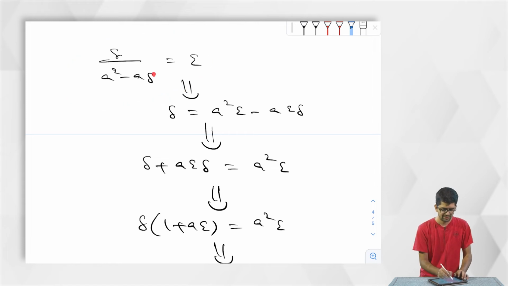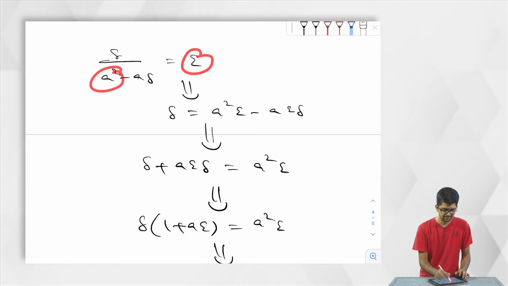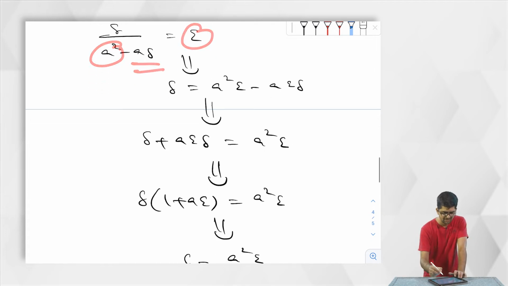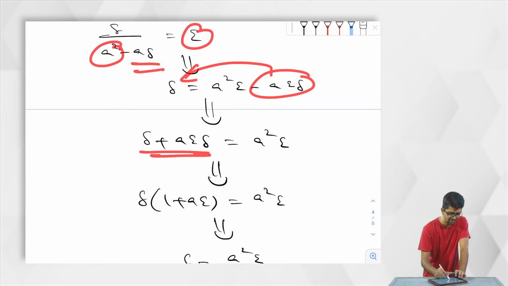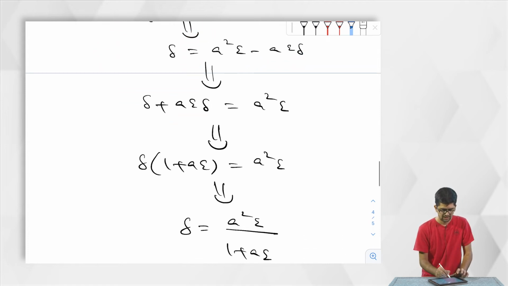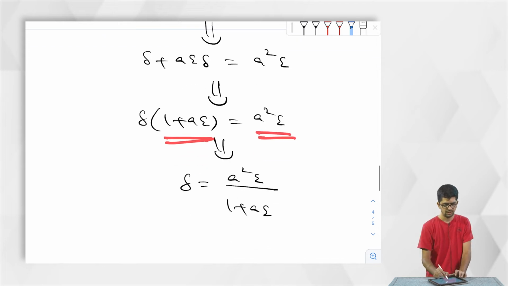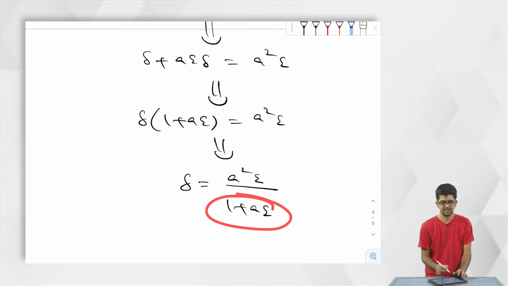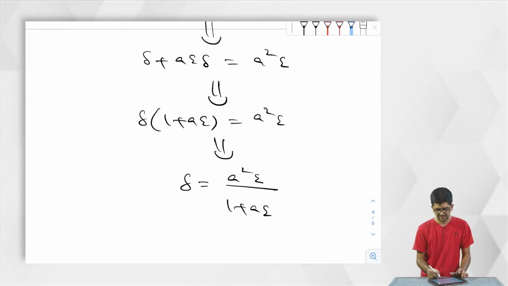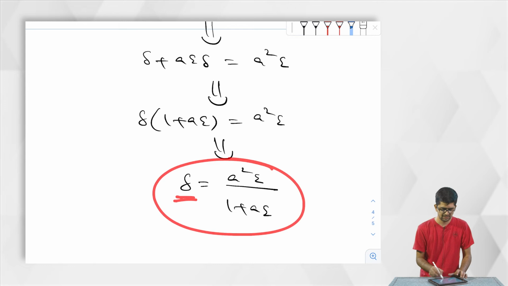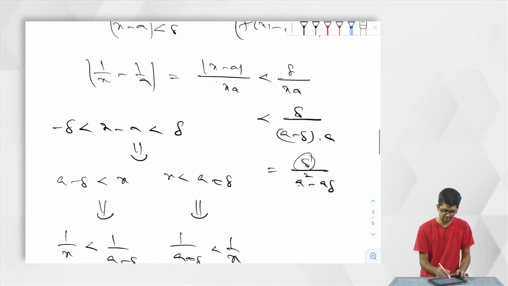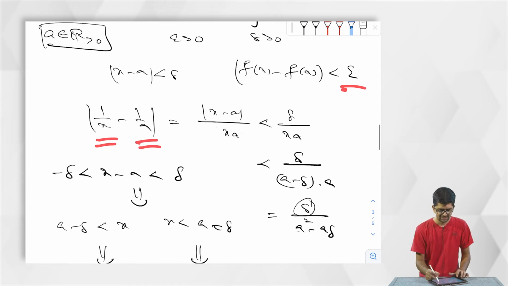Then some obvious computations. So delta is equal to epsilon times a squared minus epsilon times a delta. Then I am just pulling this here. So delta plus epsilon delta is equal to a squared epsilon. I am just taking the delta common, delta times (1 + a epsilon) is equal to a squared epsilon, and a and epsilon are both positive. So this is non-zero, so I can write this down. So given a, for delta equal to this, we would have this inequality: |1/x - 1/a| is less than epsilon.